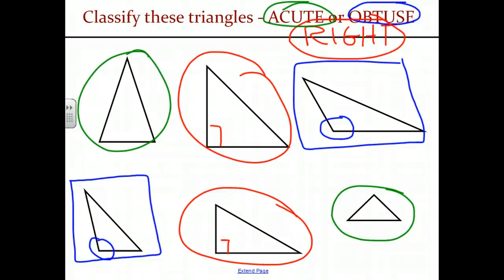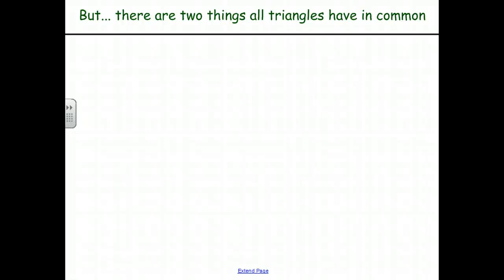But there are a few things other than those that every triangle has in common. This differentiates the triangles, but there are some things that every triangle has. Among those things, go ahead and pause the video and see if you can come up with 2 things that all triangles have in common.